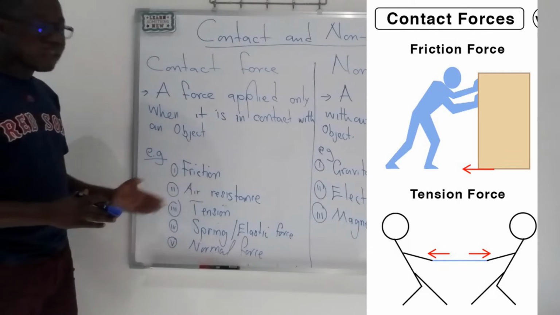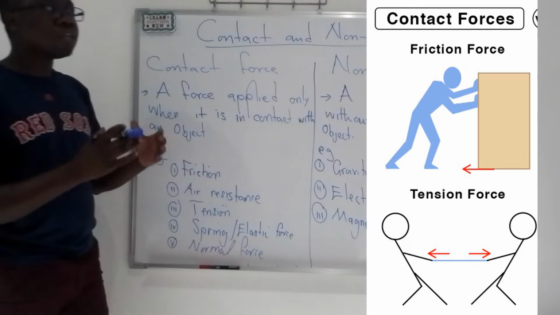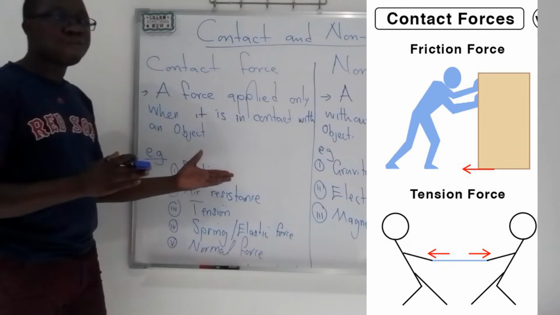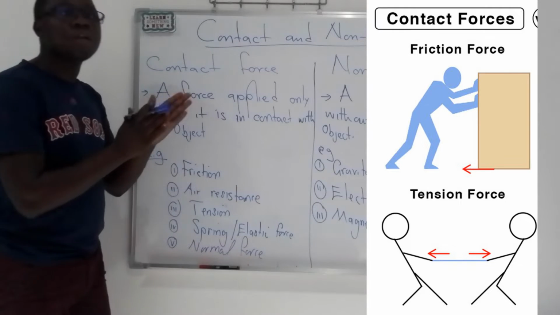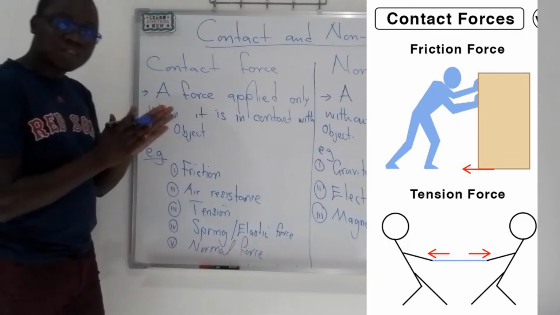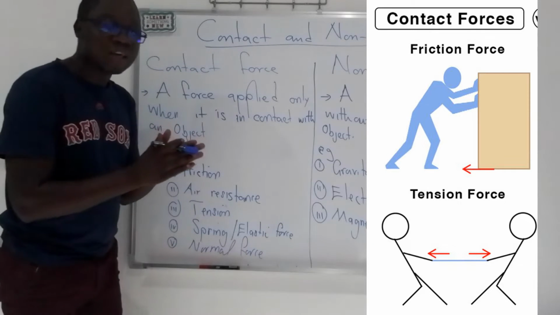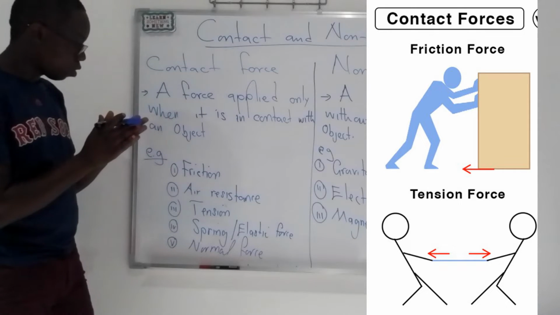The first one is friction. Friction is a contact force because for you to have friction, there should be two objects rubbing together. So as they are rubbing together, they are rubbing against each other. That is a contact force.